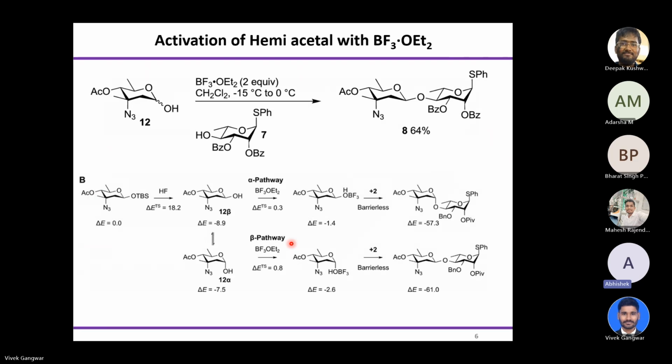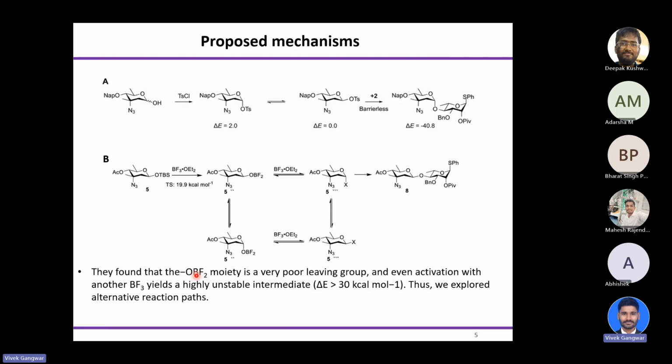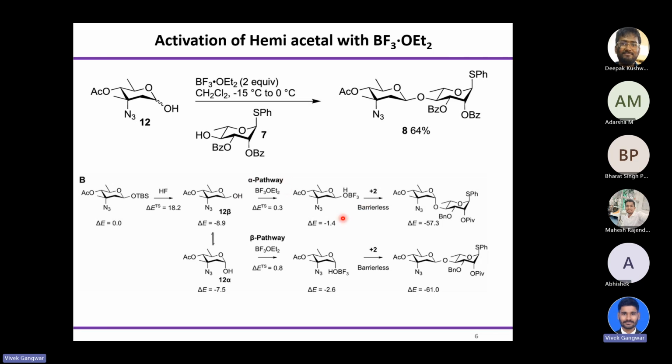If you go to the next slide, he deprotected by HF and then followed with BF3 etherate, because here BF2 is not forming, BF3 is forming. No, first he deprotected with HF, right? Then he proceeded further with BF3 etherate, because the OH attacks on the vacant orbital of this and this is forming. And in the last slide, what are they getting? This BF2. In that case, they are not getting any BF2.